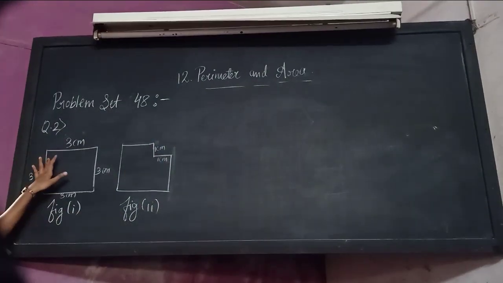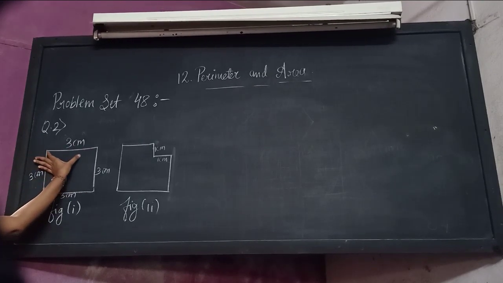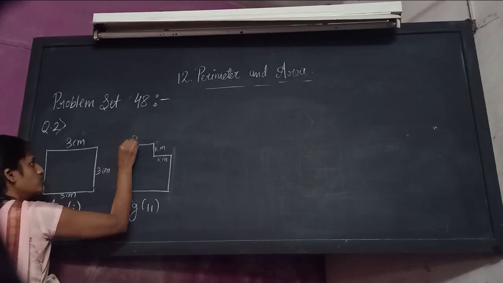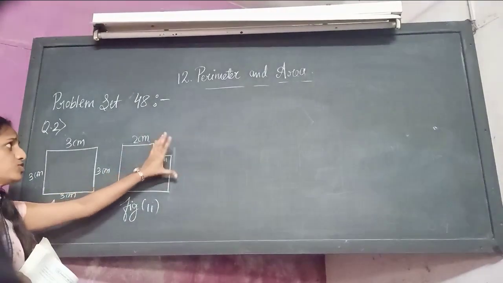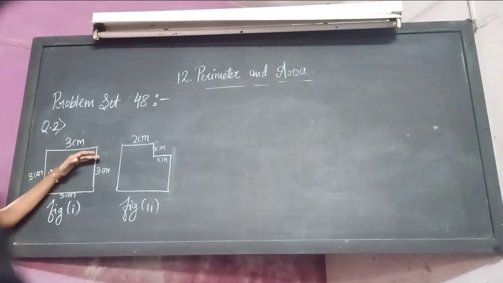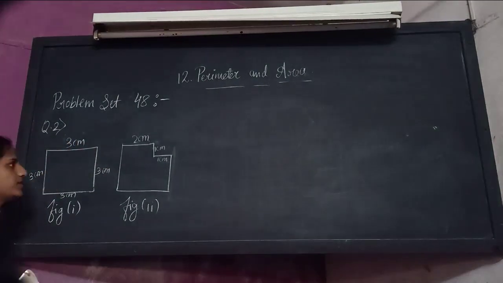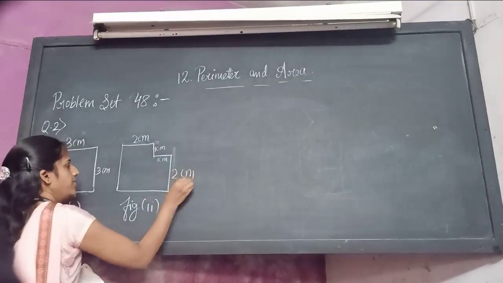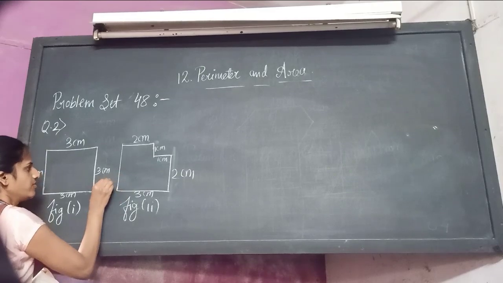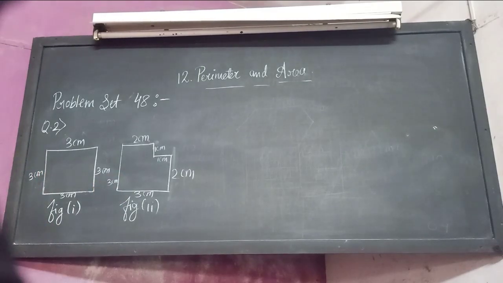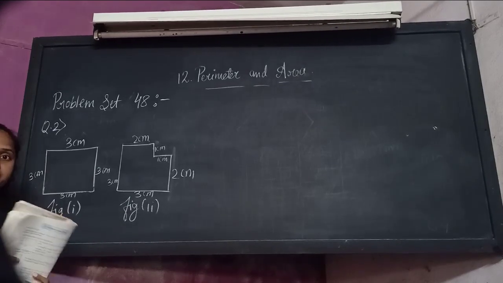Before it was 3 centimeter. If I cut 1 centimeter out of this, how much part will remain? 2 centimeter. So this will be 2 centimeter. The same way, here also it was 3 centimeter. I have cut 1 centimeter out of this. So how much will be left? 2 centimeter. And the remaining part will be the same, 3 centimeter, and this is also 3 centimeter. Now let's find out the perimeter of both the figures and find out whether they are the same or different.